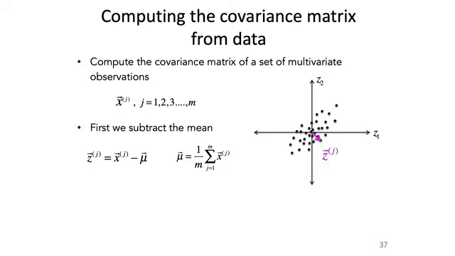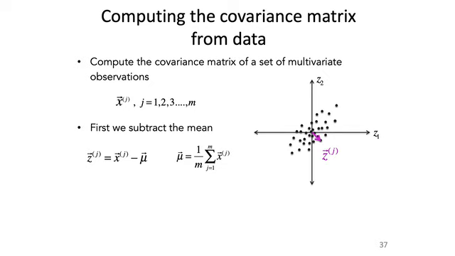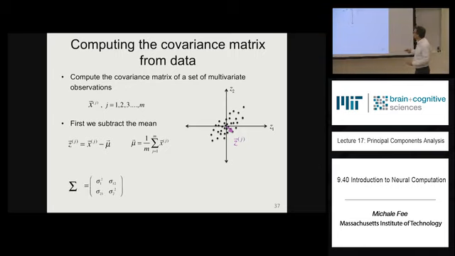Okay, so there is our mean subtracted. Here I've subtracted the mean, right? So those are the x's. Subtract the mean, those are now our z's, our mean subtracted data. Okay, does that make sense?